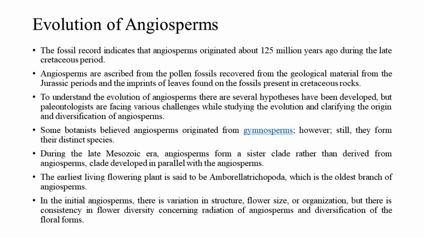Some botanists believed angiosperms originated from gymnosperms; however, they still form their own distinct species. During the late Mesozoic era, gymnosperms form a sister clade rather than being the ancestors of angiosperms. This clade developed in parallel with the angiosperms. The earliest living flowering plant is said to be Amborella trichopoda, which is the oldest branch of angiosperms. In the initial angiosperms, there is variation in structure, flower size, or organization, but there is consistency in flower diversity concerning radiation of angiosperms and diversification of the floral forms.